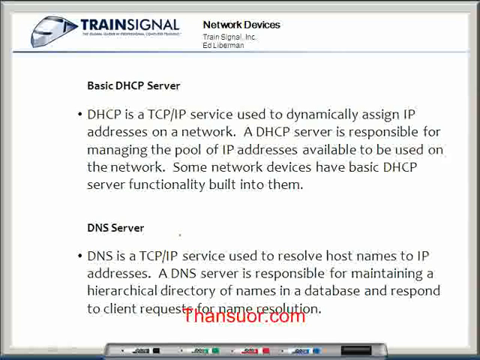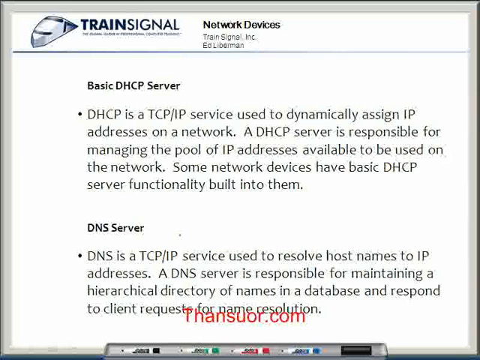Now, here we have what's called a basic DHCP server. And here's the thing. A DHCP server is a DHCP server. So what makes it basic? Well, first of all, DHCP is a TCP/IP service, as we learned about in a previous video, that is used to dynamically assign IP addresses on a network. And the DHCP server is responsible for managing the pool of IP addresses that are available to be used on the network.